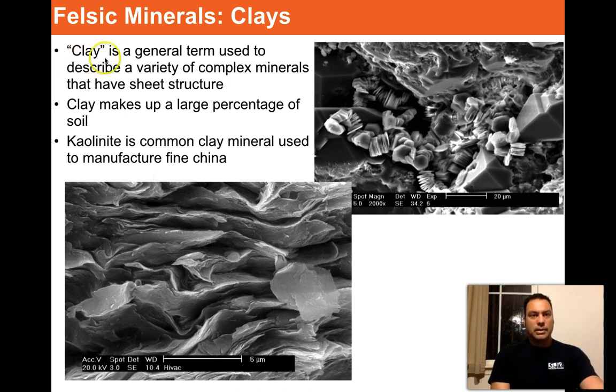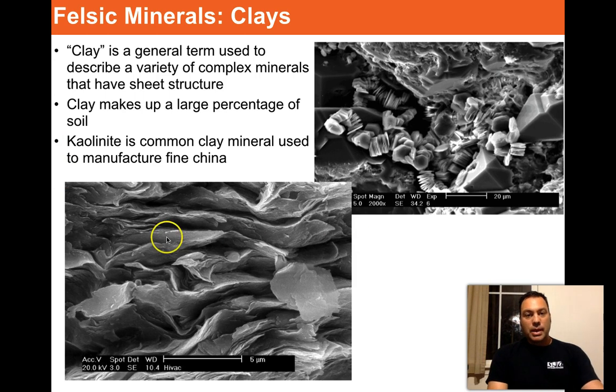And so it turns out clay is just a general term used to describe a variety of complex minerals that have sheet structure. Clay makes up a large percentage of soil, and one of the most important ones is kaolinite, which is a common clay mineral used in the manufacture of fine china. As a matter of fact, I believe the name kaolinite is from the town of Kaolin, which is where they invented Chinese porcelain.